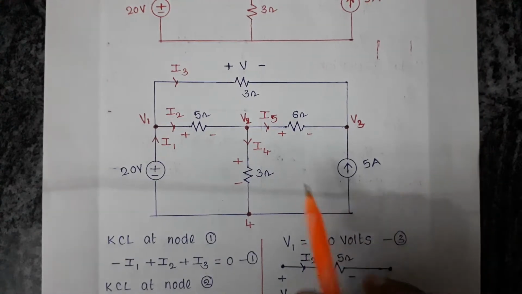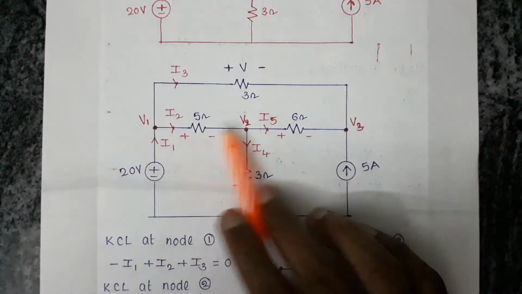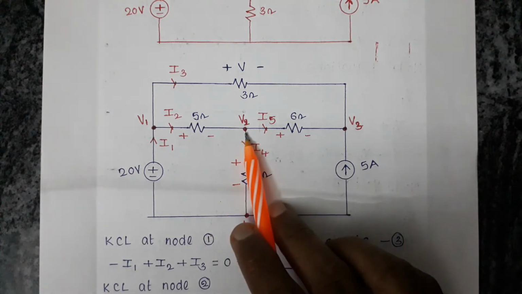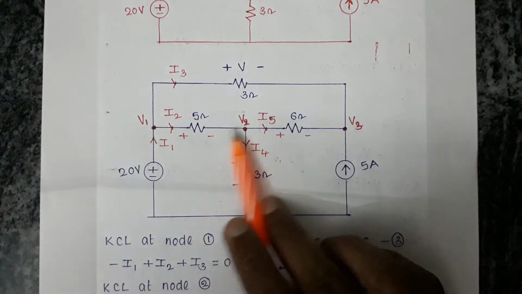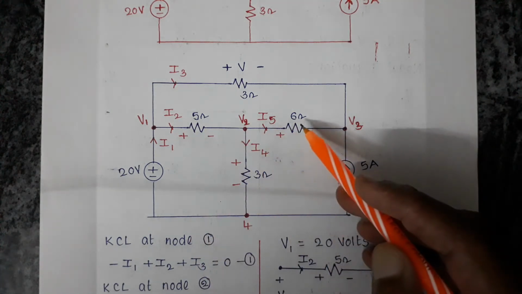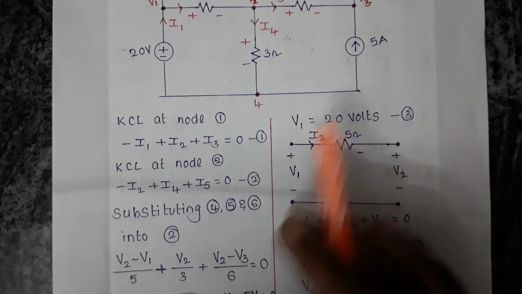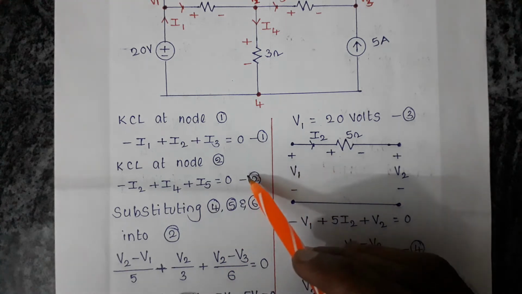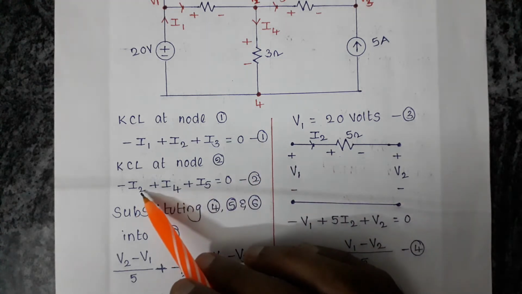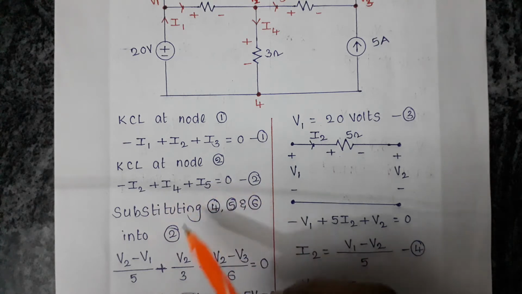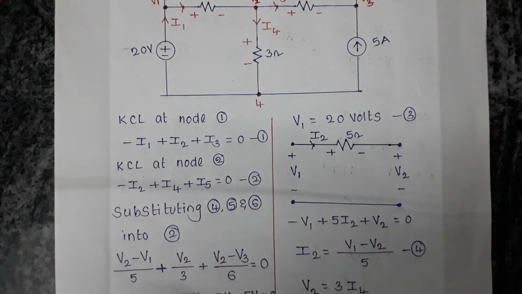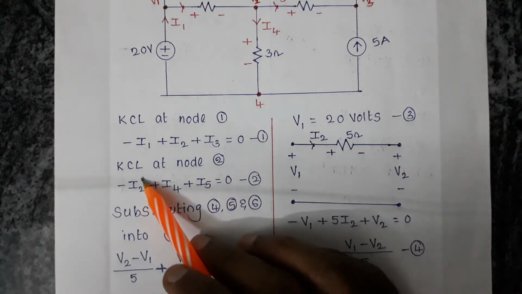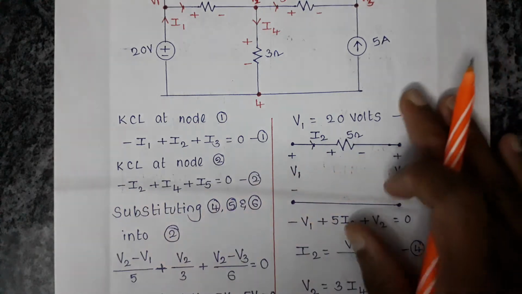So at node 2, what are the currents associated with node 2? I2, I5 and I4 are the currents associated with node 2. If you write KCL at node 2, minus I2 plus I4 plus I5 equal to 0. Let this be the second equation. Now we have to express the currents I2, I4 and I5 as a function of node voltages. Let us focus on I2 first.